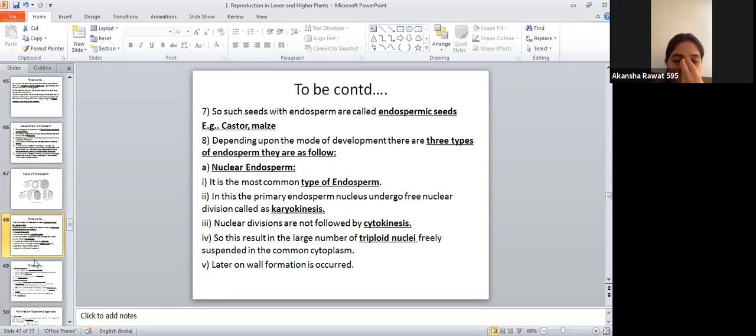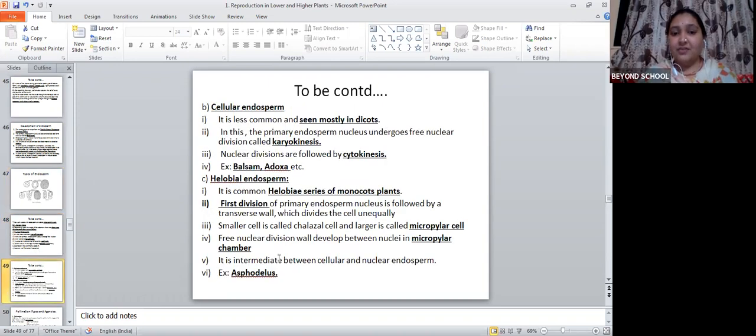Now, later on, free nuclear division occurs, and a wall develops between the nuclei in the micropylar chamber. What they are saying is that the cells which divided via nuclear division had a wall developed between the nuclei, and they formed a chamber in the micropylar part.